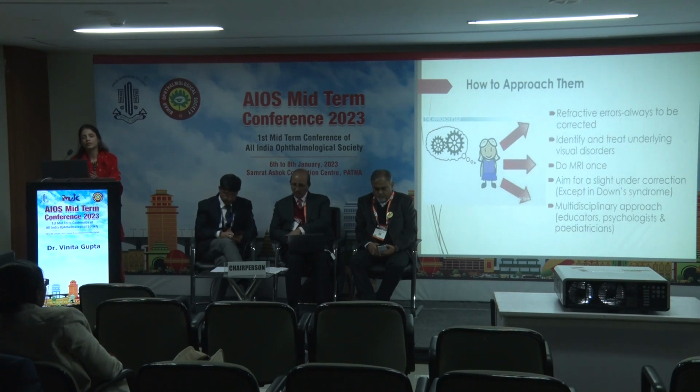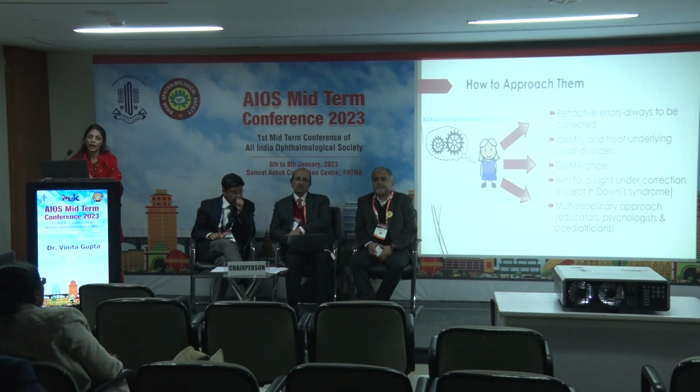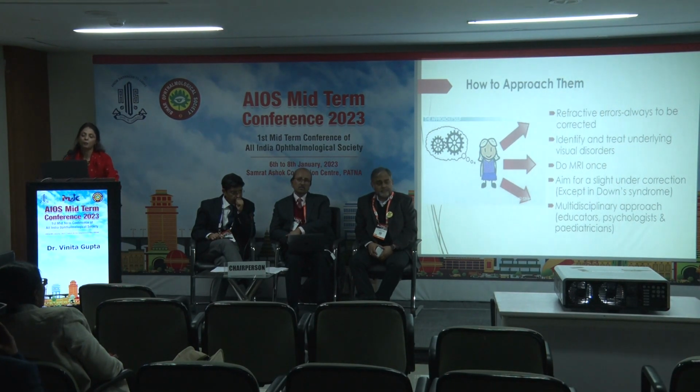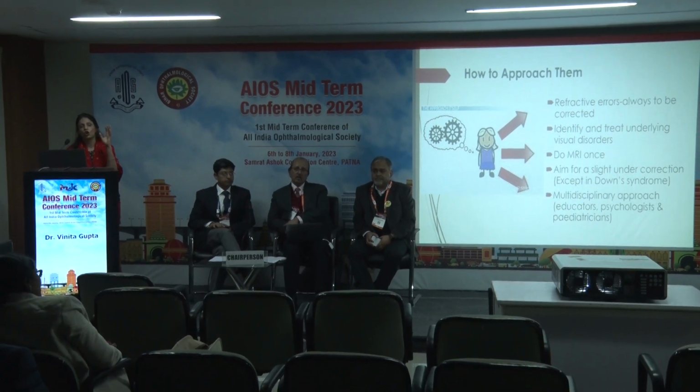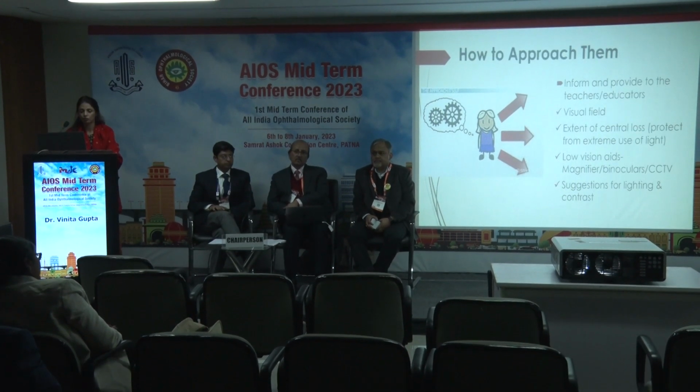So how to approach? As for any other strabismus case, first thing first is refractive error correction. Treat any underlying visual disorder. For that, it is very important to do an MRI on every such child. You have to do the MRI once. Aim for slight undercorrections in most of the cases, which I'll talk about in the subsequent table, and use a multidisciplinary approach, because we're not just targeting the ocular aspect, we're looking at the other aspects of the child also.